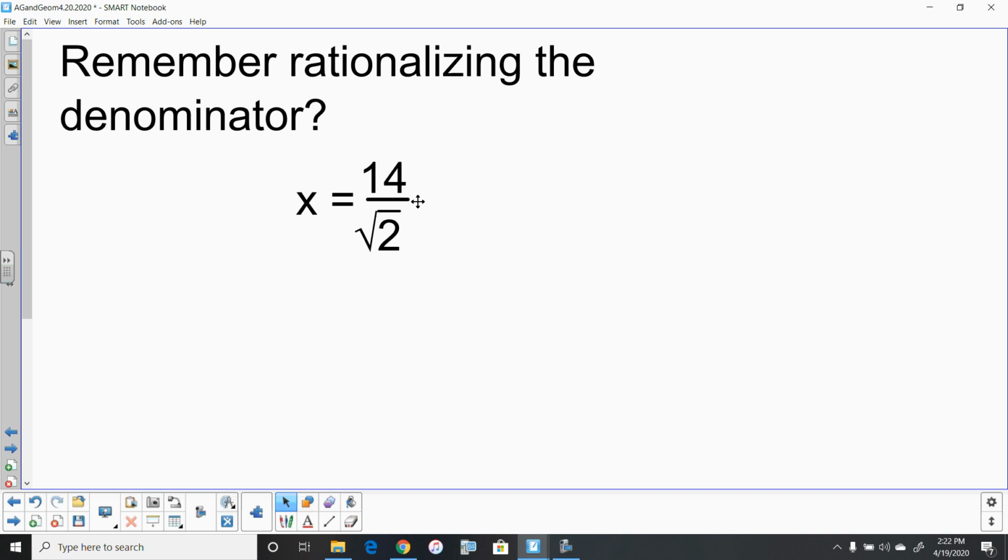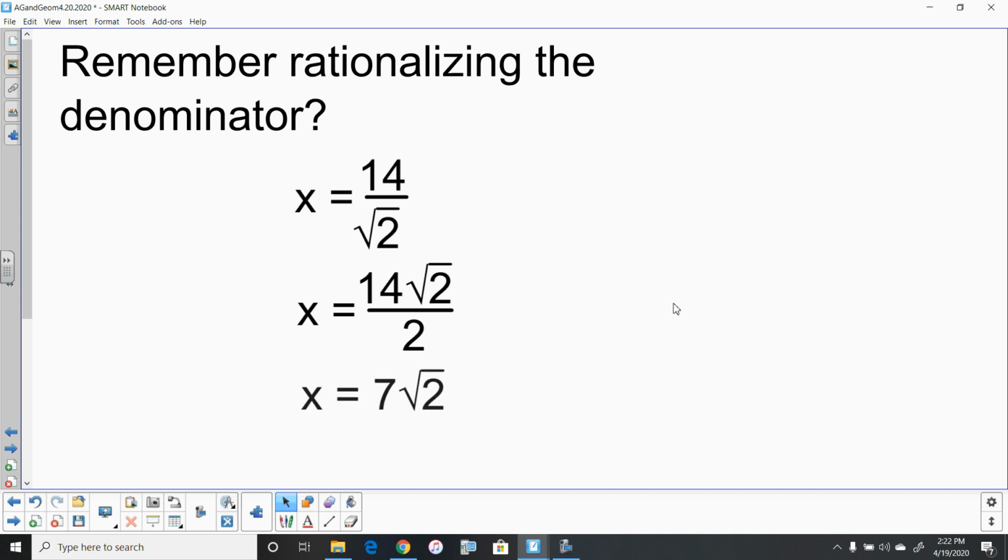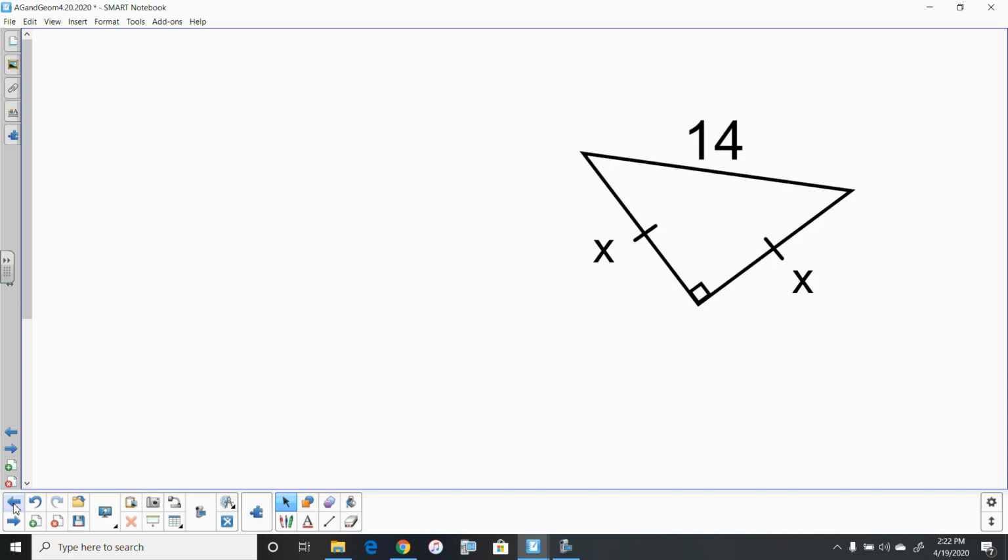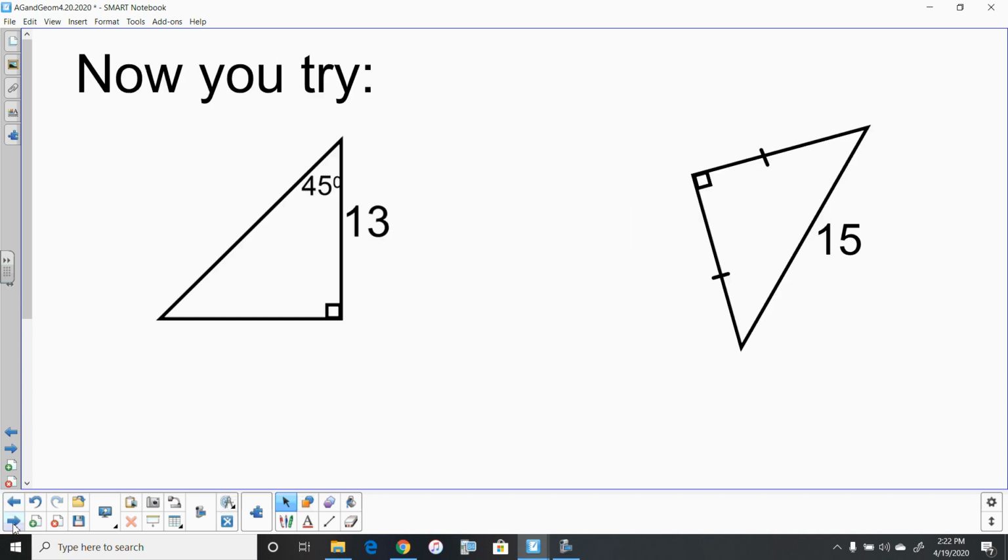This is an old antiquated rule, but we're not allowed to have radicals, square roots, in the denominator. So to get that root 2 from the bottom, we said we could just move it to the top, and then the bottom becomes a regular 2. At that point, we have to ask ourselves, okay, can 2 go into 14? And it does, 7 times. We get 7 root 2. So both of our legs here are going to be 7 root 2.